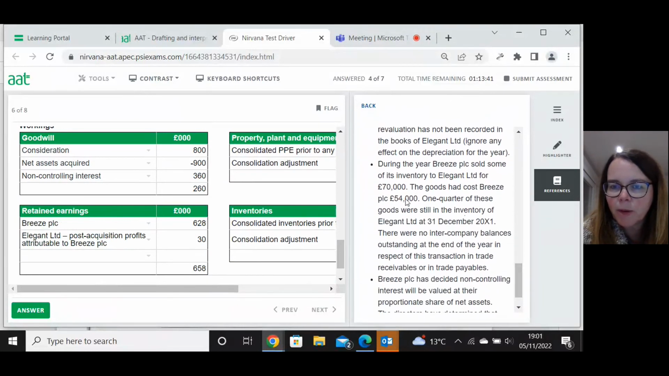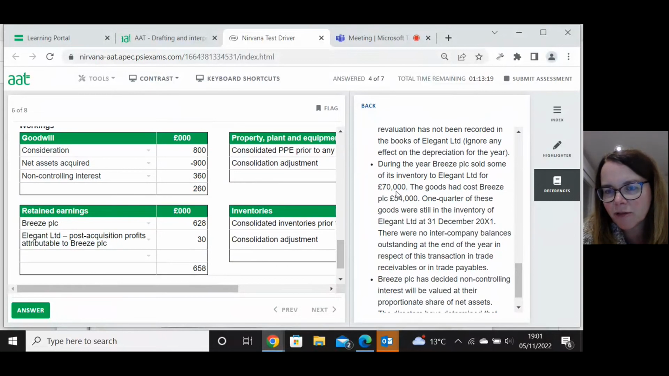So what's this next point? During the year, Breeze PLC, that's the parent, sold some of its inventory to Elegant for 70,000. The goods had cost 54. Right, so 70 take away 54 is 16.